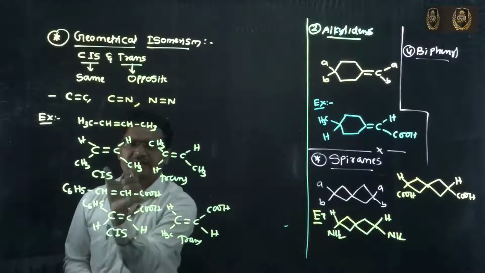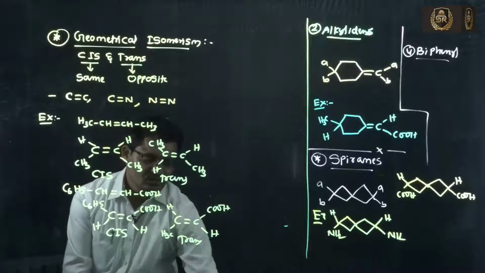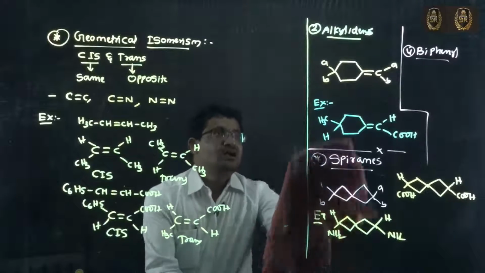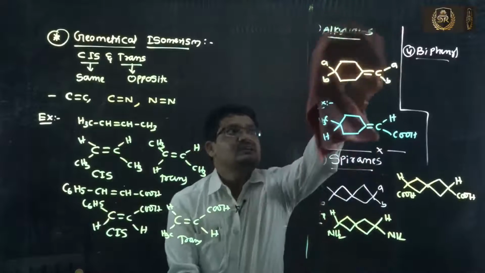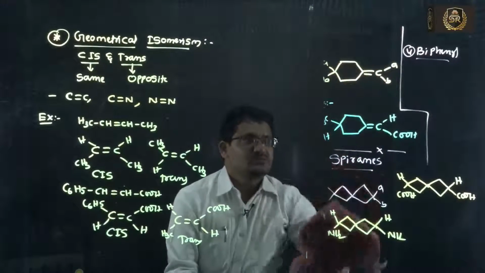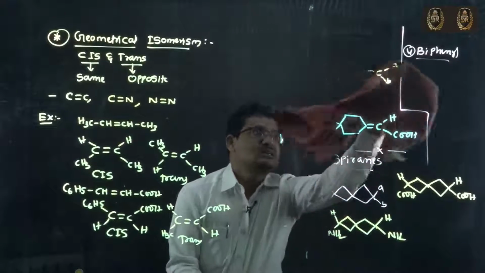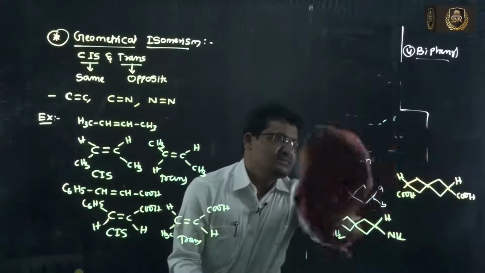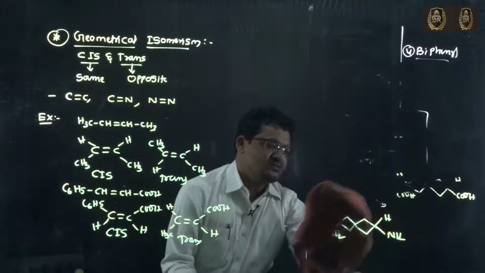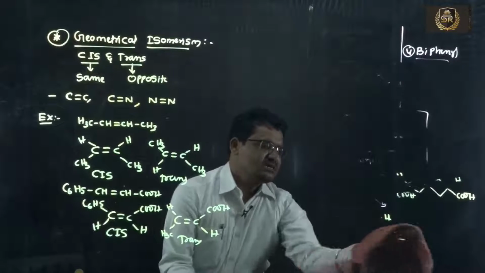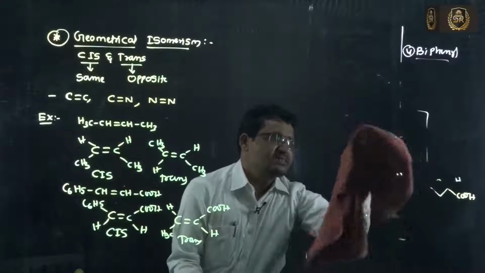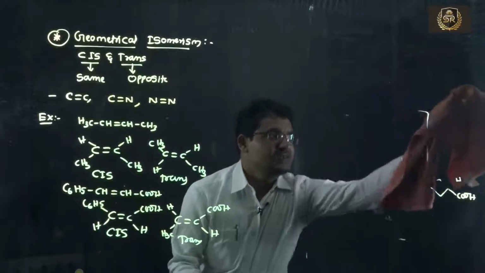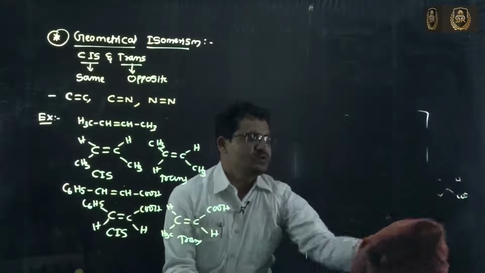What is cis-trans? The two identical groups on the same side are called cis isomerism, and the two identical groups on different sides are called trans isomerism. Cis means same side, trans means different side, that is, opposite side. So this is geometrical isomerism.